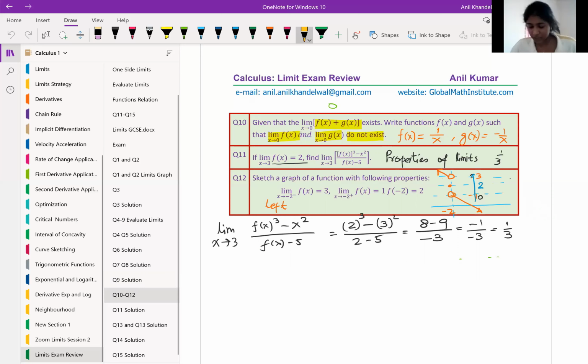Yes. So when you add, let's make g of x minus 1 over x, and when you add them you get 0, and 0 is a constant, so a limit exists. Yes, that's the value. Brilliant.